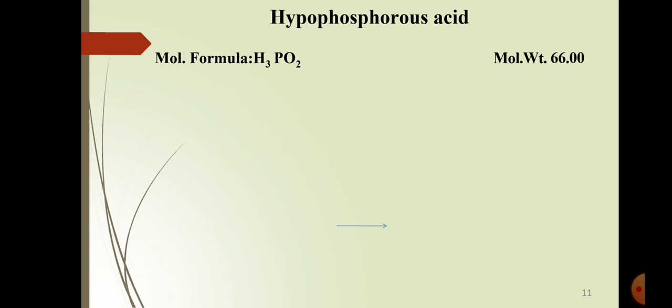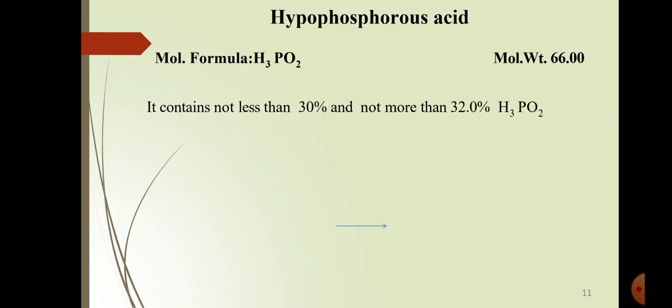Coming to the next compound, that is hypophosphorous acid. It has got a molecular formula H3PO2 and a molecular weight 66. It contains not less than 30% and not more than 32% hypophosphorous acid.